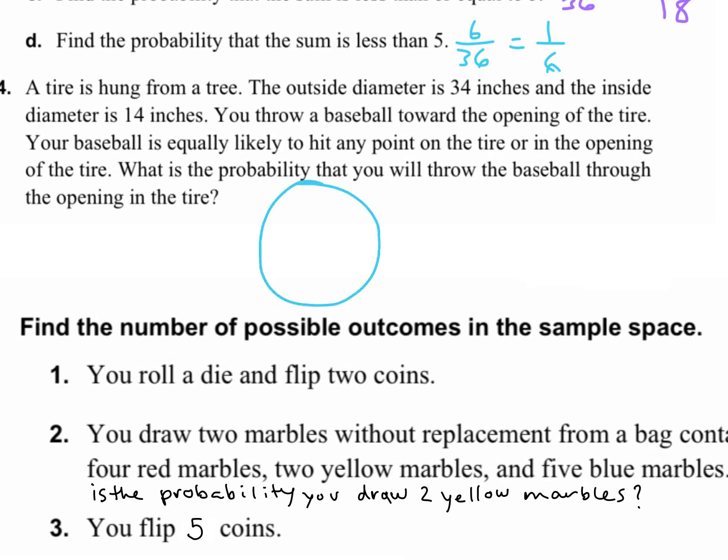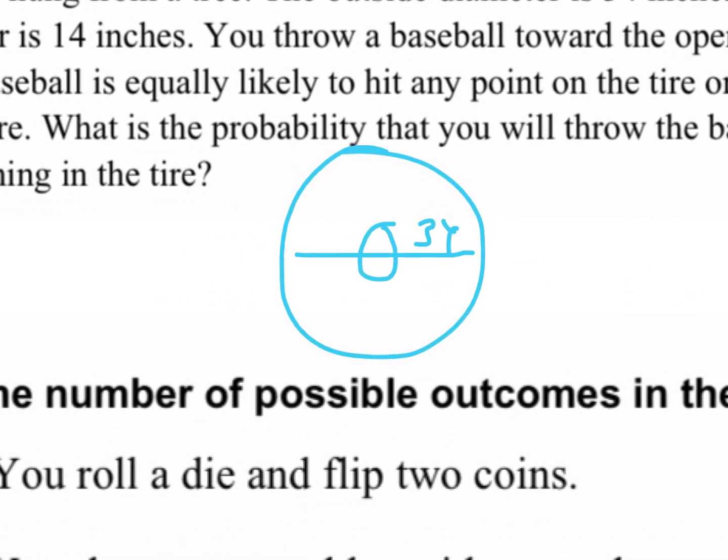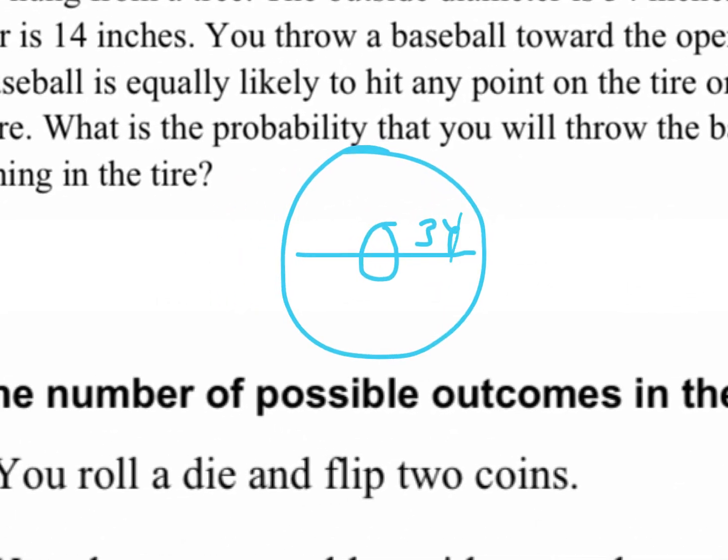So we have our outside diameter, or our outside circle, and then our inside circle. So the outside diameter is 34. The inside diameter is 14.